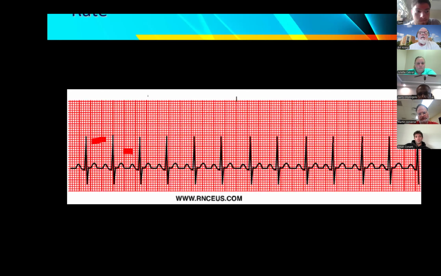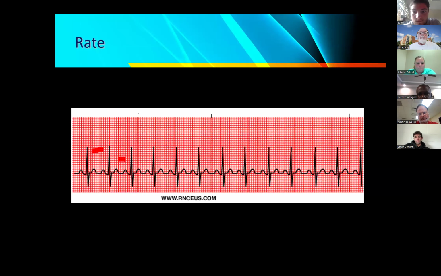Good. So, Ethan, everything's normal about this rhythm except its rate. What is that? Sinus tachycardia. Excellent. You are exactly right. Sinus tachycardia. Okay. Which means this is coming from the SA node, but our patient's heart is beating fast.